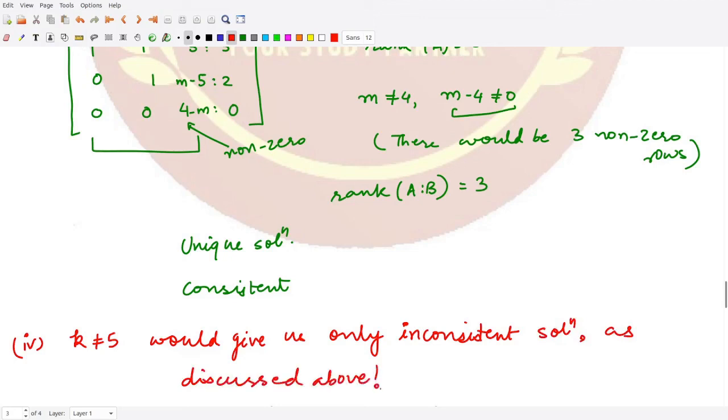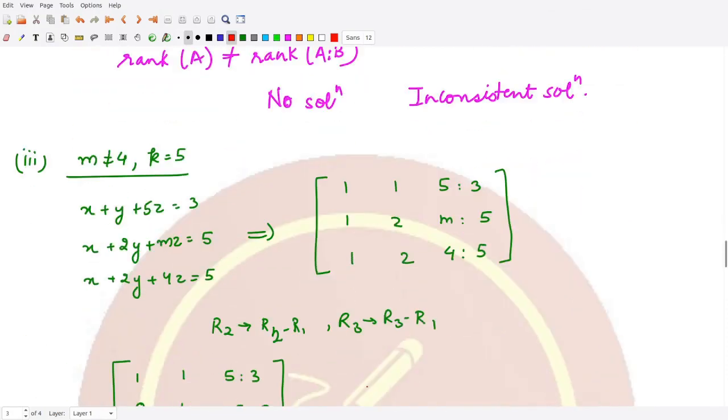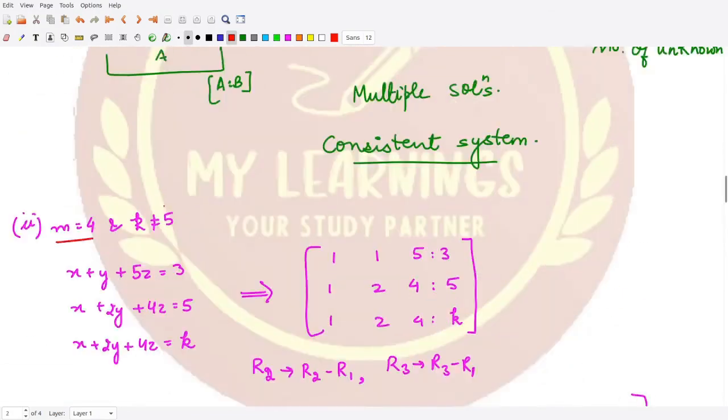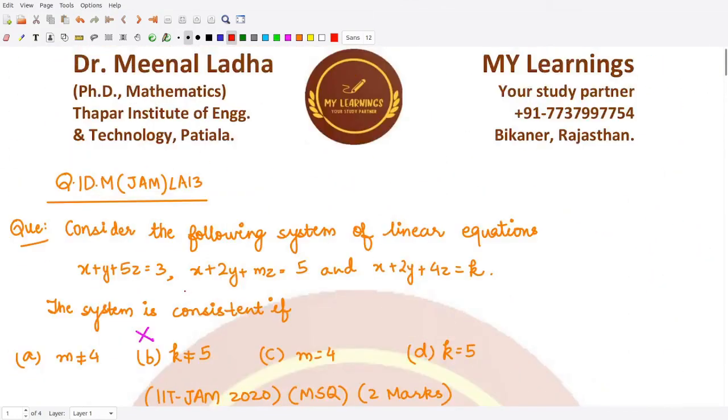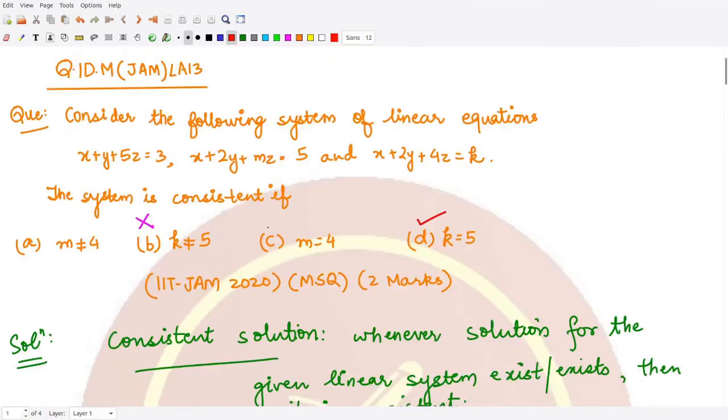So that means the correct options are when we have M not equal to 4, K is equal to 5, and when we have M is equal to 4 and K is equal to 5. So that means K is equal to 5 is definitely there, M is equal to 4 is definitely there, and M not equal to 4 is definitely there.